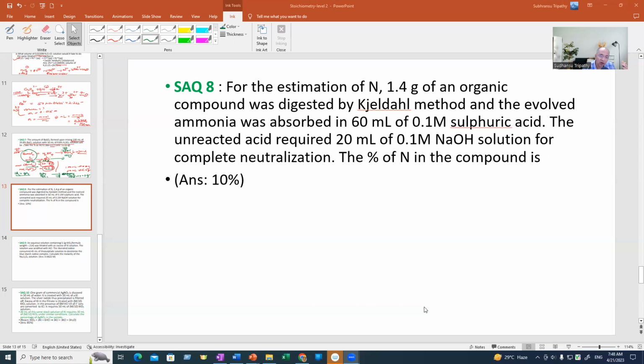0.6 gram nitrogen, where is it from? 1.4 gram of the original organic compound. So what is the percentage of nitrogen in the original compound? It is 0.6 by 1.4 into 100. That is a very simple method. Mathe laguchi 0.14 bharibo. Karan jo answer deichi 10%, so mathe lagibo 0.14 gram bharibo ultimately. Kiye bujhilo hatte kilo?